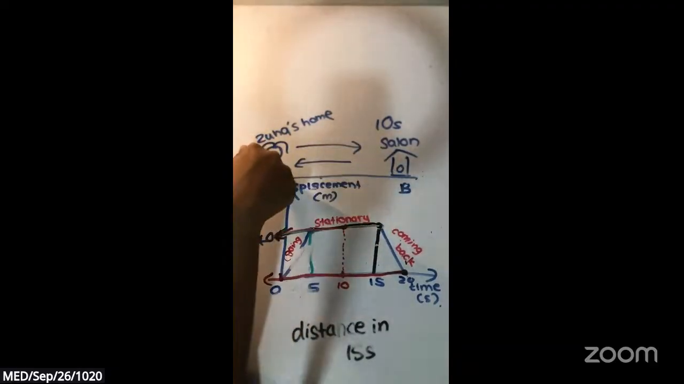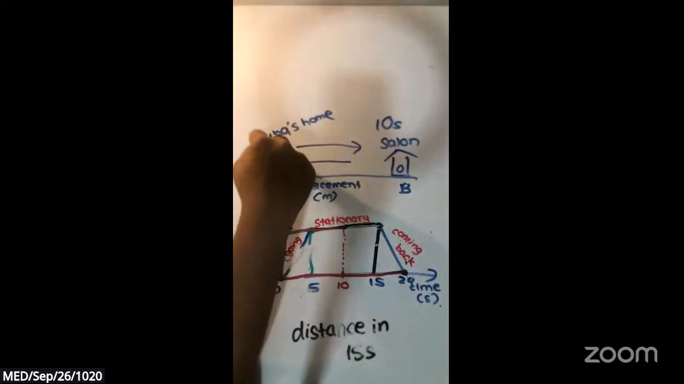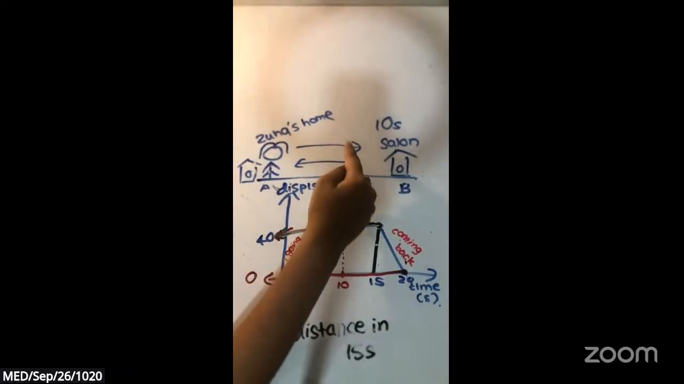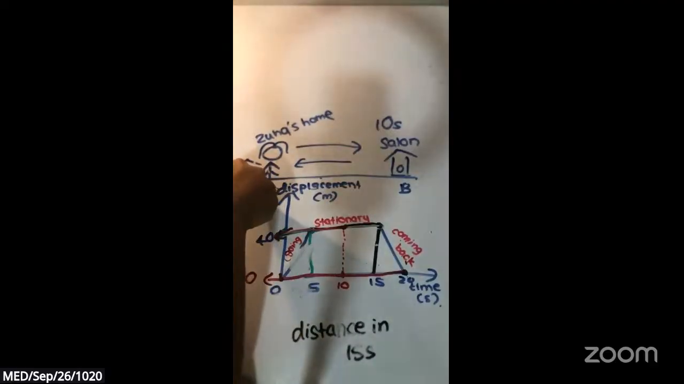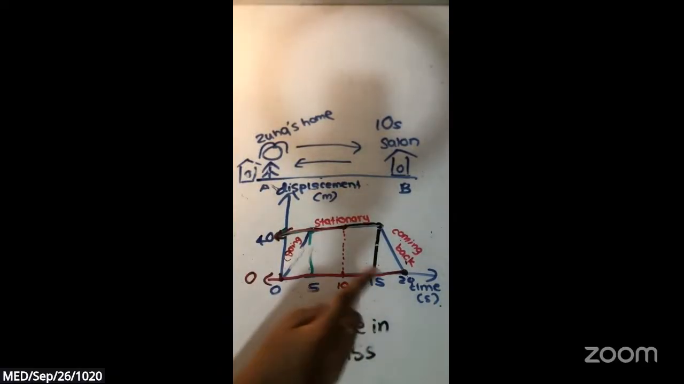You don't have to calculate for Zuha to go and to come. Displacement means you're just going in one direction. Distance means going and coming back. So if I'm talking about Zuha's displacement here, it's actually 0, and that's how we already found it. You know why?